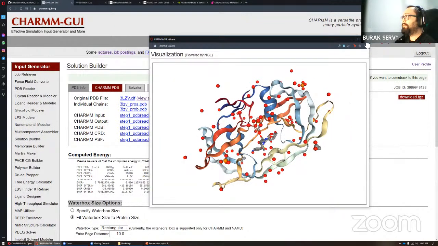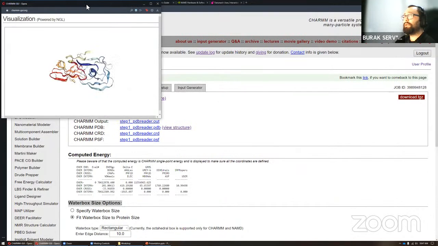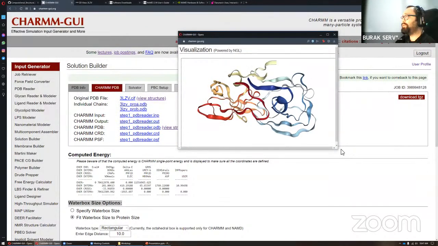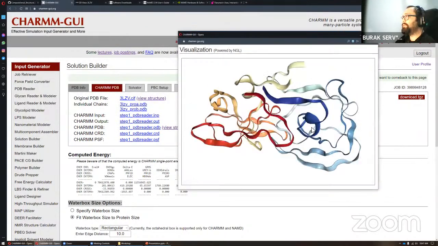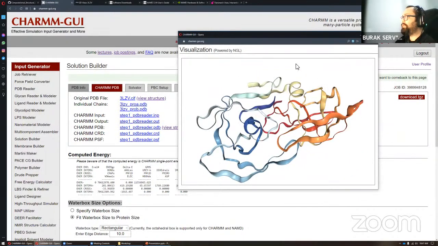But now, the next one, and you can see we have only 2 chains because we select only PROA and PROB. So we're gonna continue from there.